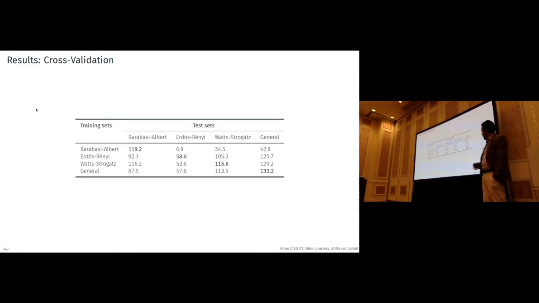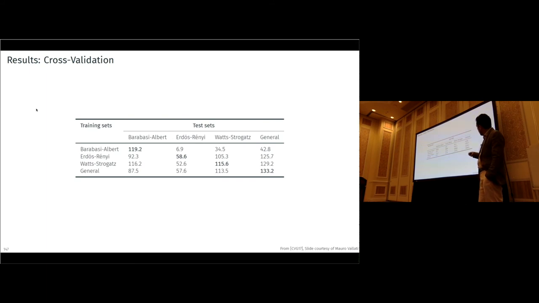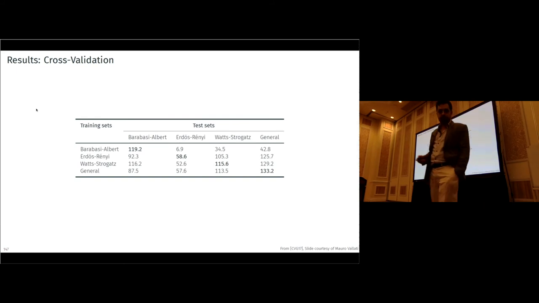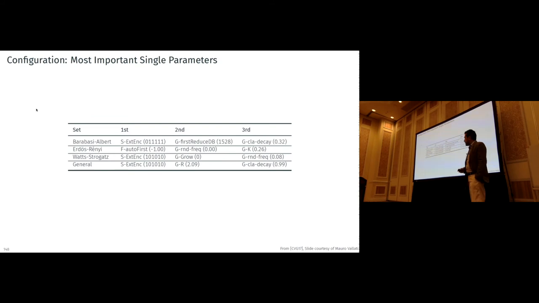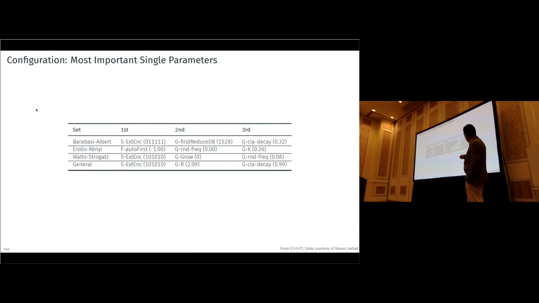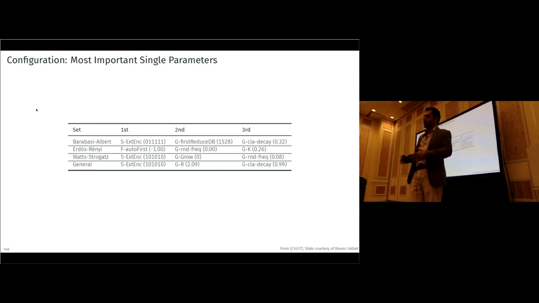We also did cross-validation by training on some sets and testing on others. And what we saw, which is particularly interesting here, is that training on Barabasi-Albert but then testing on Erdos-Renyi seems to give a very bad performance, and that suggests that the features and the configuration we have on this one are definitely not informative for some of the other graph structures. Regarding the most important single parameters, this one is our configurations of complete labelings. This is the configuration that we saw in most of the cases, or merging all the results together, is the most performant, and that is what I mentioned earlier today.